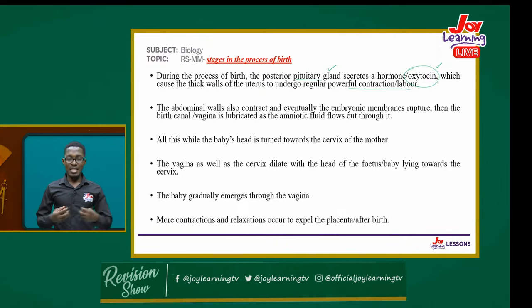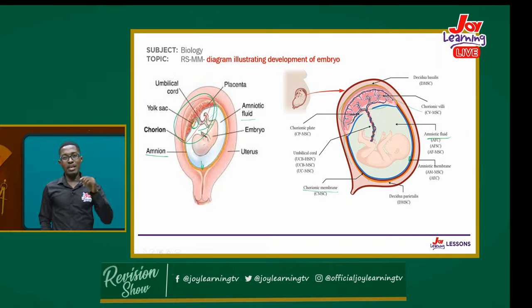Meanwhile, the same oxytocin that has caused the contraction will also cause expansion of the cervix and the vagina. And the head, which was turned downwards, would gradually be pulled out first, then the rest of the body follows. When they finish bringing the baby, remember that there's a cord, the umbilical cord, which is connecting the placenta. So what they'll do is cut the cord and still tell the mothers to try to push and bring that placenta we saw, which is not part of the woman's body.